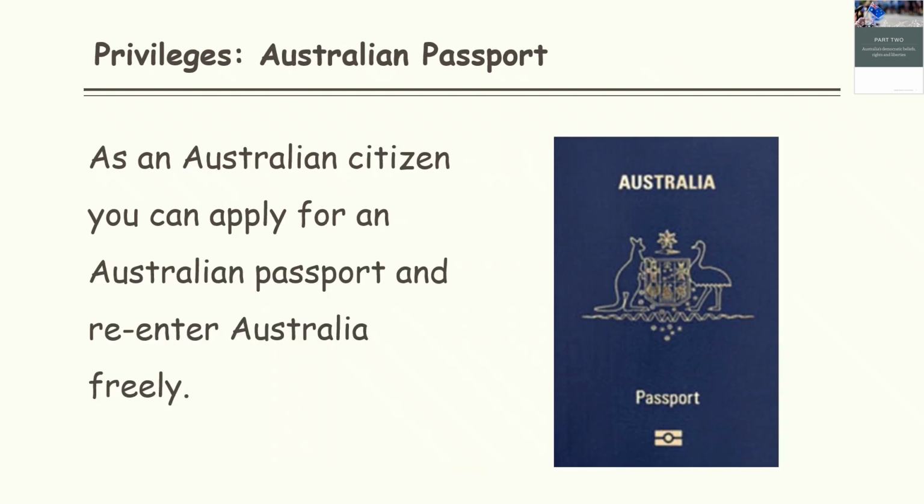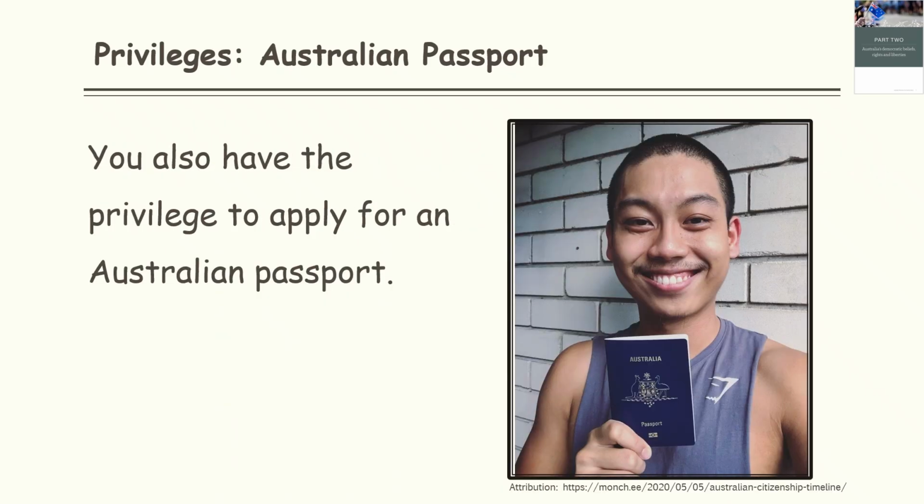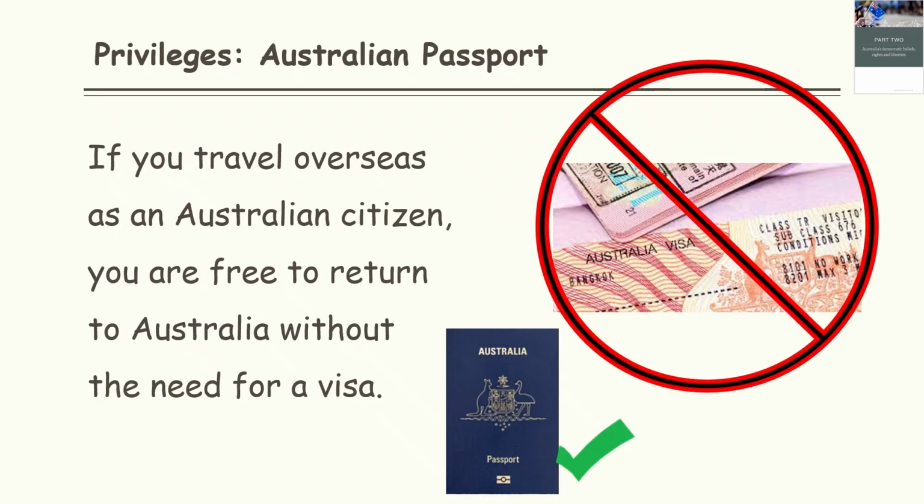As an Australian citizen, you can apply for an Australian passport and re-enter Australia freely. When you become an Australian citizen, you have the right to live freely in Australia. You also have the privilege to apply for an Australian passport. If you travel overseas as an Australian citizen, you are free to return to Australia without the need for a visa.